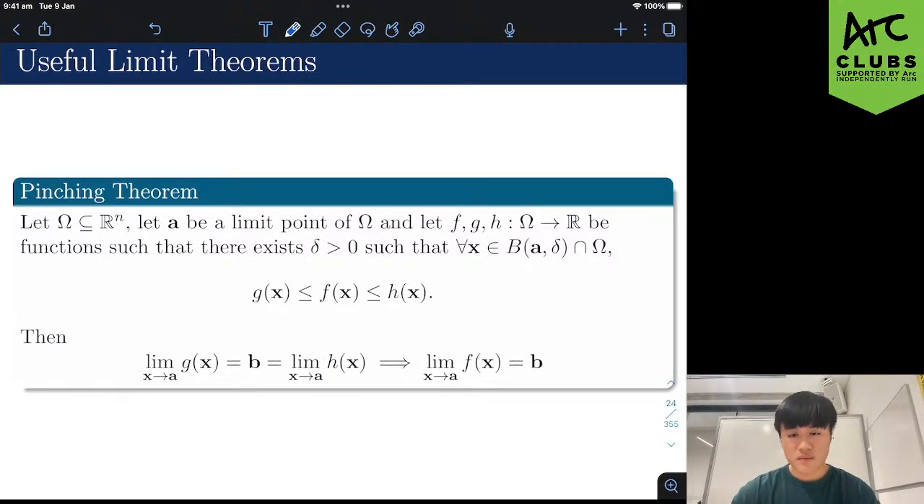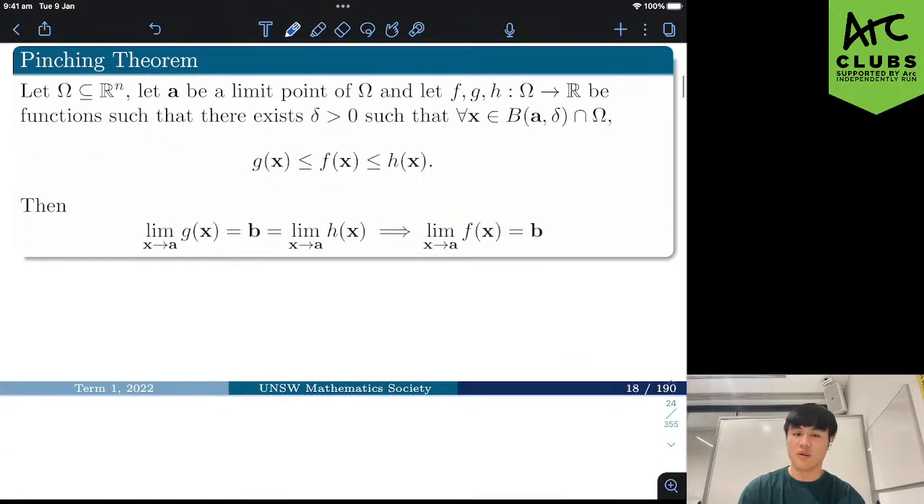All right. The next theorem is also a very useful one, which is the pinching theorem. And once again, this does extend from first year maths. This pinching theorem essentially says if you have three functions, g of x, f of x, and h of x, and g of x is less than or equal to f of x, which is less than or equal to h of x, and if you take the limit to a point where g of x and h of x both equal b, then f of x would also equal b.